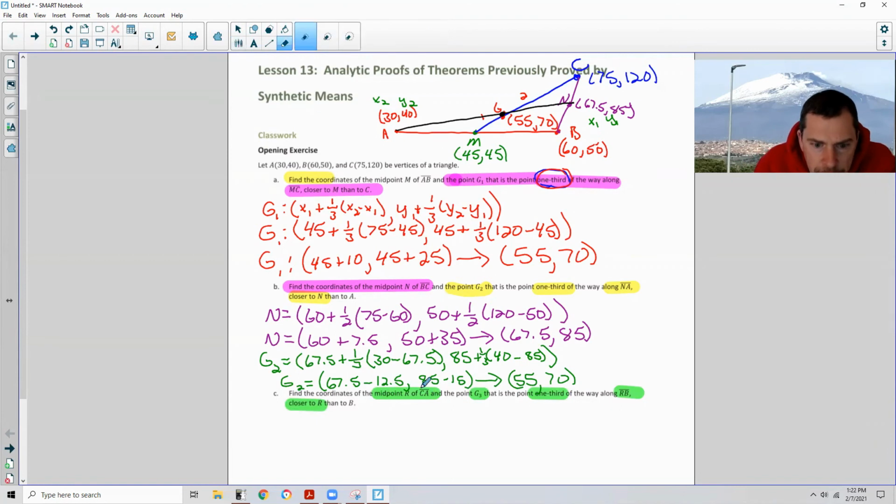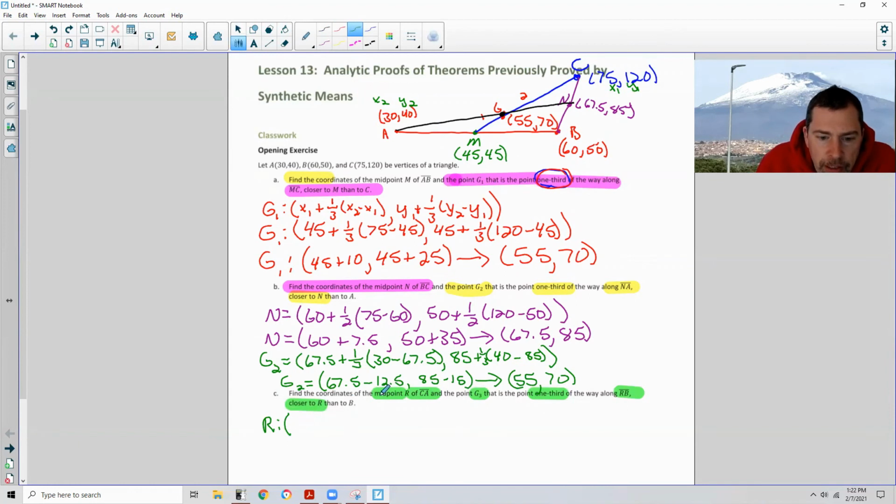Is that an R, by the way? The comma's in the way. Yes, R. So we want to find R. R is the midpoint of CA. So where is C? C is right here. So the first letter is my X sub 1, Y sub 1. So I'm going to move these X sub 1, Y sub 1s up to here. C is 75, 120. A is 30, 40. X sub 2, Y sub 2 is already marking those.